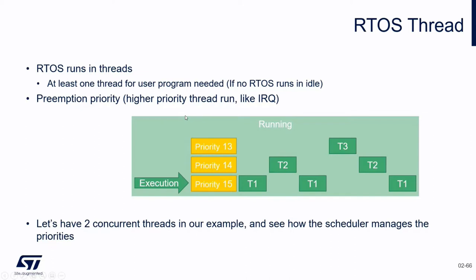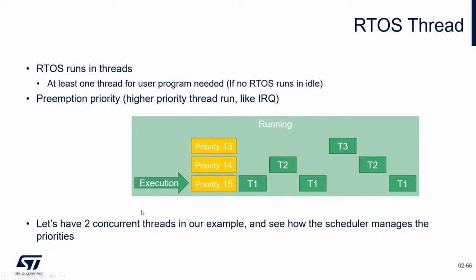You can imagine that a thread with high priority can interrupt a thread with a lower priority. We say that a thread with higher priority is preempting the thread with lower priority, and this is in fact what is happening here. So here we have an example with three threads. Priority 15 is the lowest, so it gets preempted by a thread with priority 14 once ready. And the same, the thread with priority 13 can preempt the thread with priority 15 and 14 once it's ready.